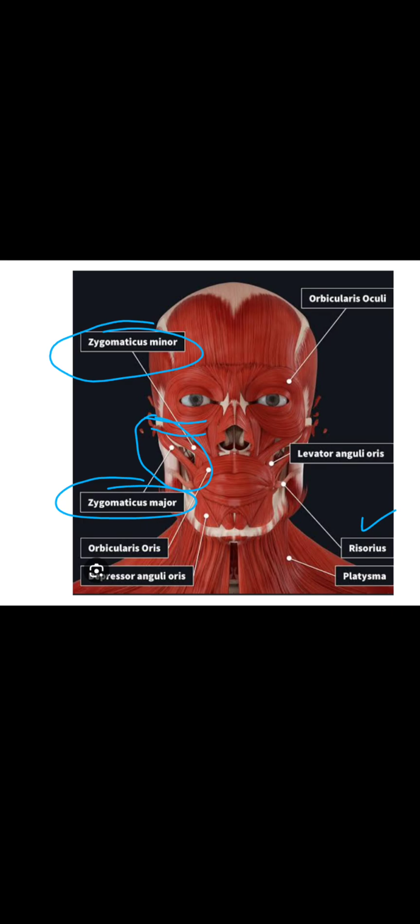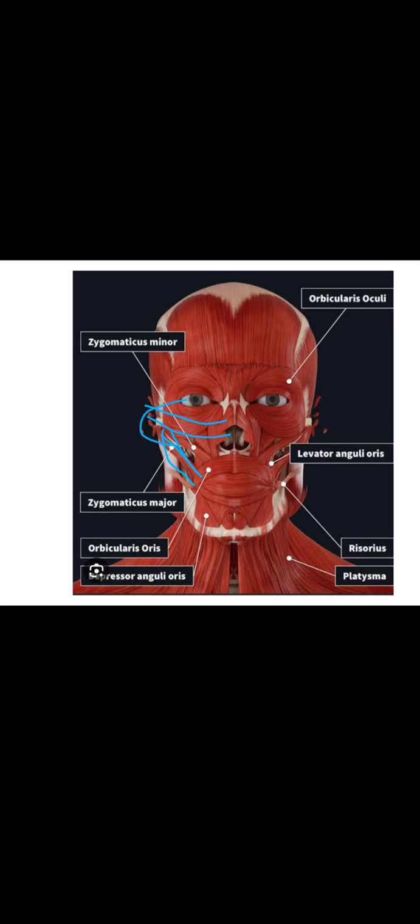This muscle originates from the zygoma or the cheekbone. Okay, here you have your zygoma or cheekbone. So this is the anterior aspect and this is the posterior aspect. As you can see, if this is your cheekbone, the muscle is arising from the posterior aspect of the zygoma or the zygomatic bone, and it is being inserted over here.